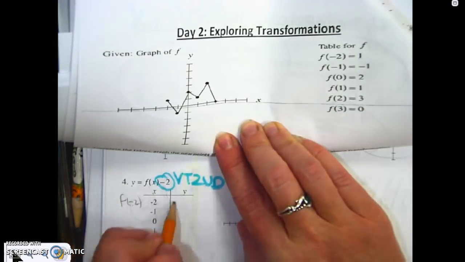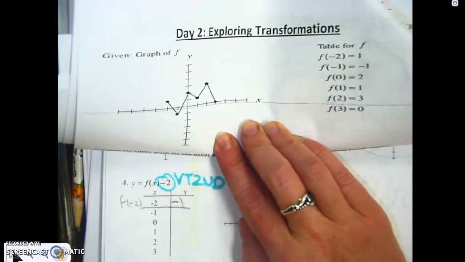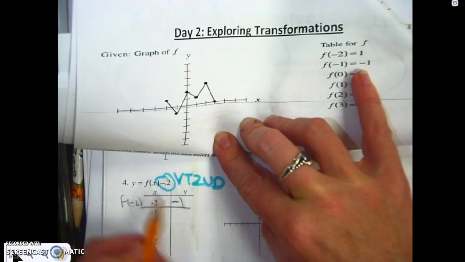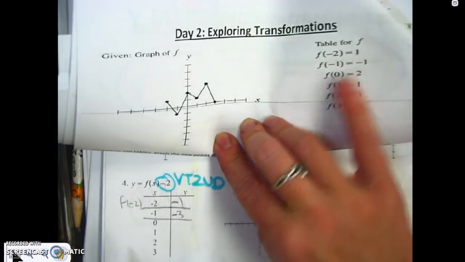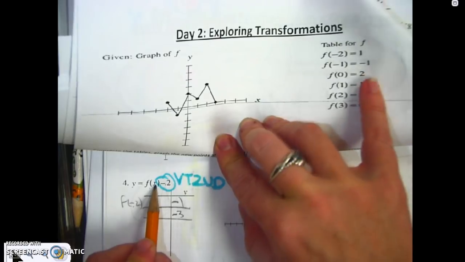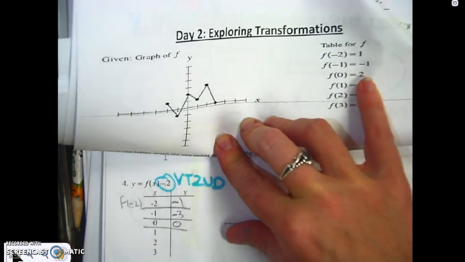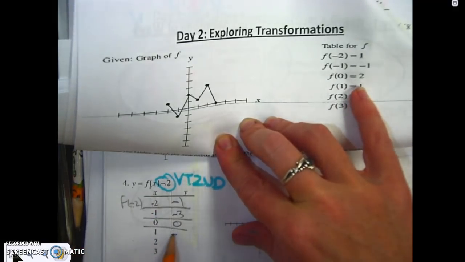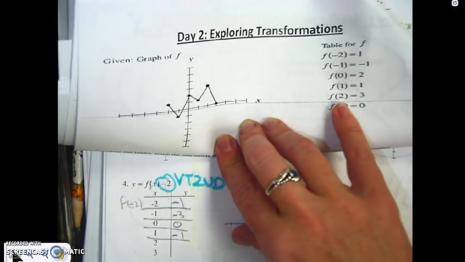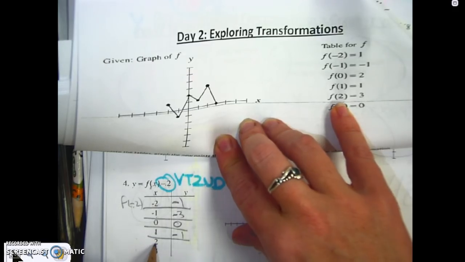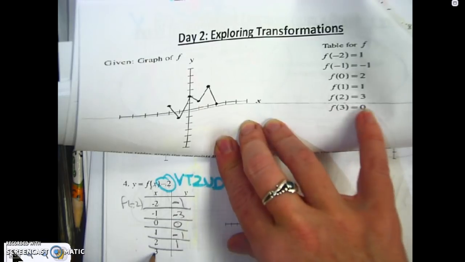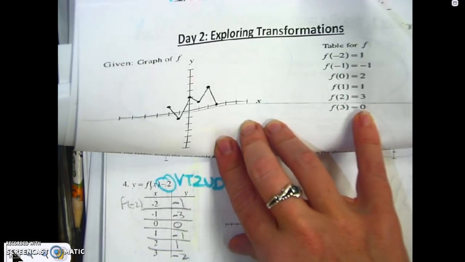f of negative 2 is 1. Minus 2 is negative 1. f of negative 1 is negative 1. Minus 2, negative 3. f of 0 is 2. Minus 2, 0. f of 1 is 1. Minus 2, negative 1. f of 2 is 3. Minus 2 is 1. f of 3 is 0, minus 2 is negative 2.